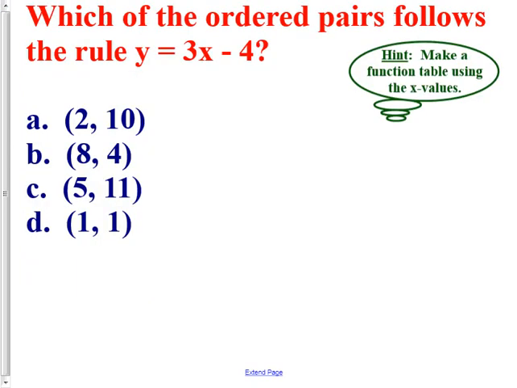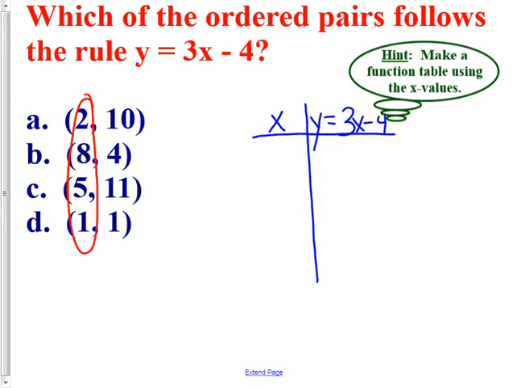If, for example, I give you these 4 ordered pairs and I ask you which of these ordered pairs follows the rule y equals 3x minus 4, you might want to think about this in terms of a function table. So here's x, and we know that y has to be 3x minus 4. So let's look at our ordered pairs. Our x values are 2, 8, 5, and 1. Okay, 3 times 2 is 6, minus 4 is 2. So 2, 2 would be an ordered pair on that line. So that means 2, 10 is out.